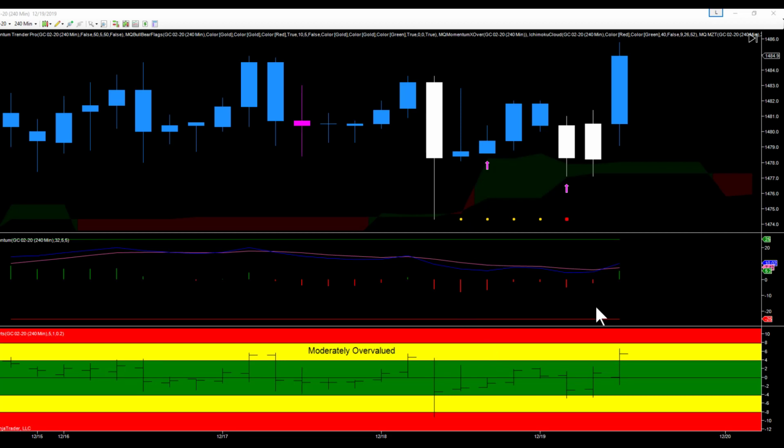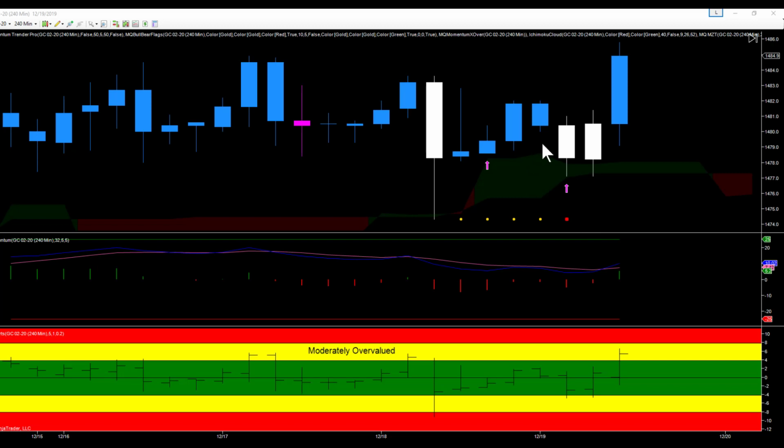Let's take a look at a high probability setup that we had trading gold futures this morning in the London session. Came in, and as usual, the first thing in the morning, we always check our news to see if there's anything we need to be aware of, and then we go to our higher time frame charts.